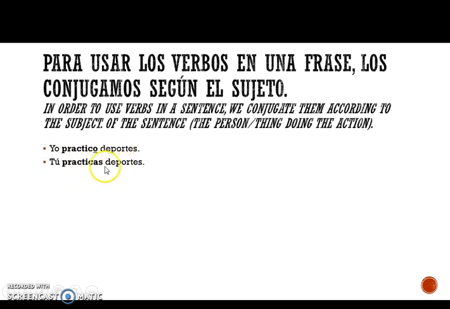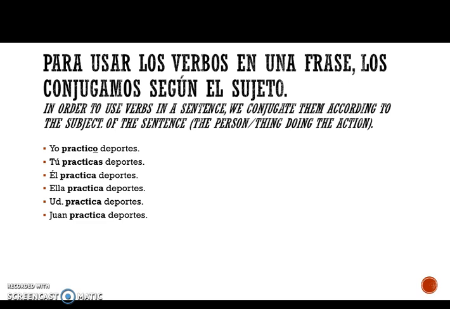Tú practicas deportes. Tú is my subject. So that's why I've used the tú form, the verb with the as ending. Él practica deportes. He plays sports. Ella practica deportes. She plays sports. Usted practica deportes. You play sports, if you're speaking formally. Juan practica deportes. Juan plays sports. Juana practica deportes. Juana plays sports.